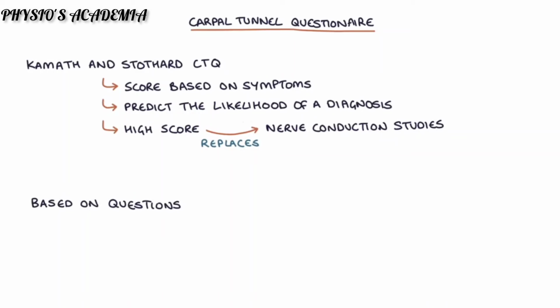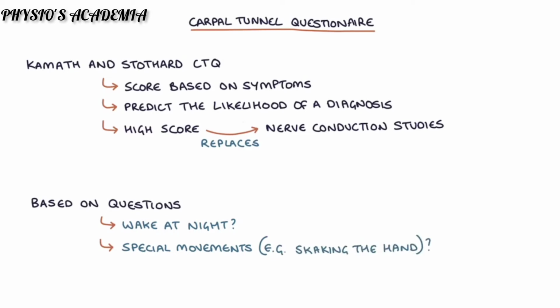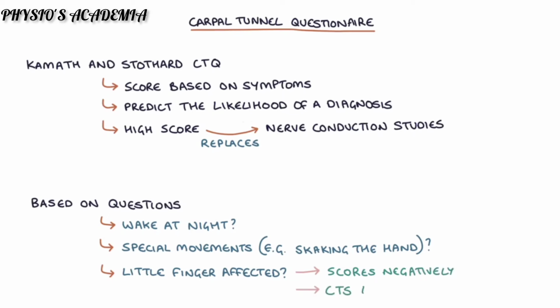The score is based on questions such as: do the symptoms wake you at night? Do you have special movements, for example shaking the hand, to improve the symptoms? And is your little finger affected? Answering yes to whether the little finger is affected scores negatively, making carpal tunnel syndrome less likely.